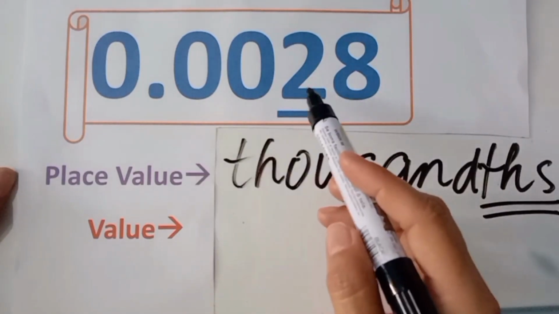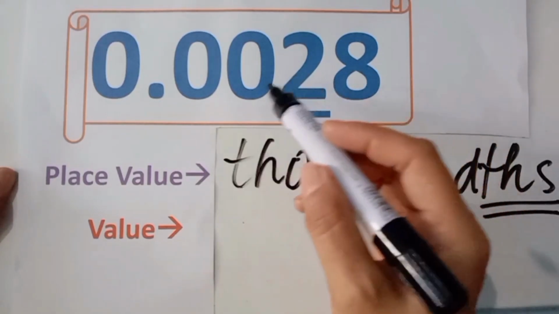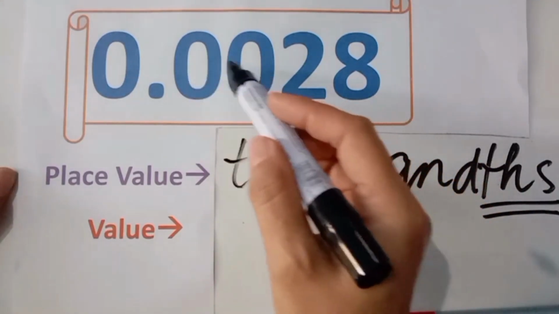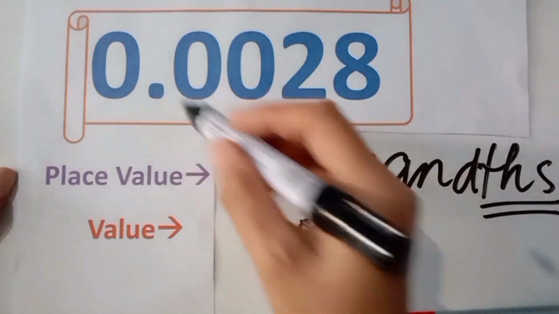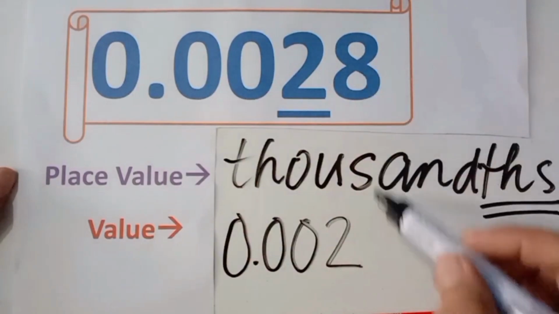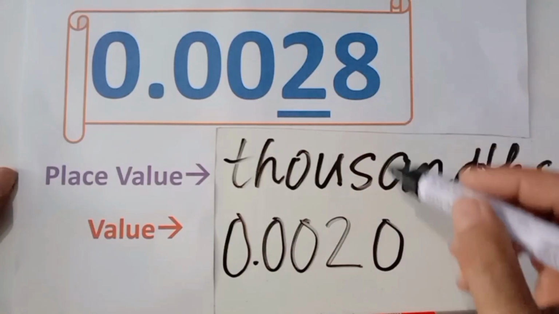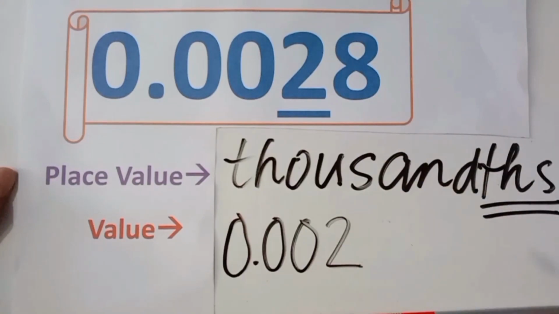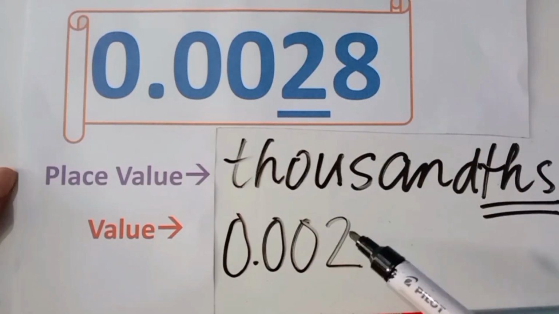Ano naman po ang value ng 2 na ito? Okay, so, just copy natin yung 2 na ito. And then, yung mga nasa kaliwa niya na numbers ay magiging 0. So, 0 lang naman po siya. And then, copy the decimal point and then put 0. Ano naman ang mangyayari sa 8 na nasa kanan niya? Magiging 0 din po yan. Wala naman po siyang value, pwede na natin siyang i-erase. Huwag na natin siyang ilagay. So, the value of 2 ay 2 thousandths.